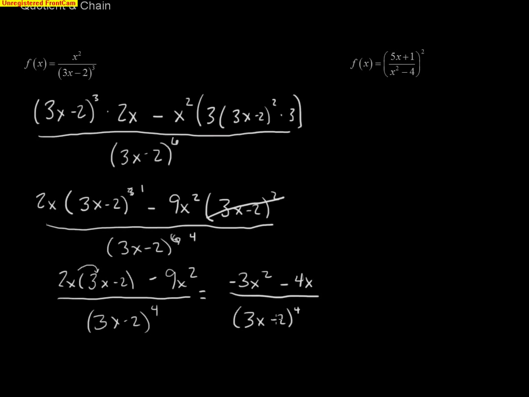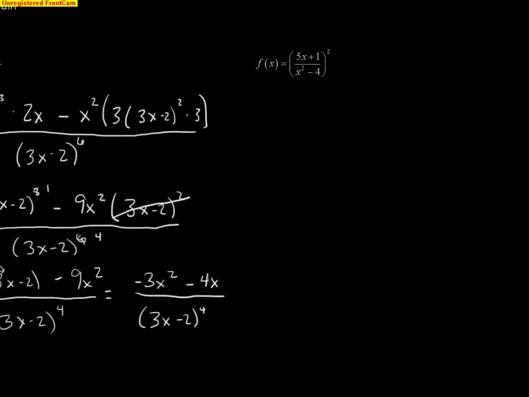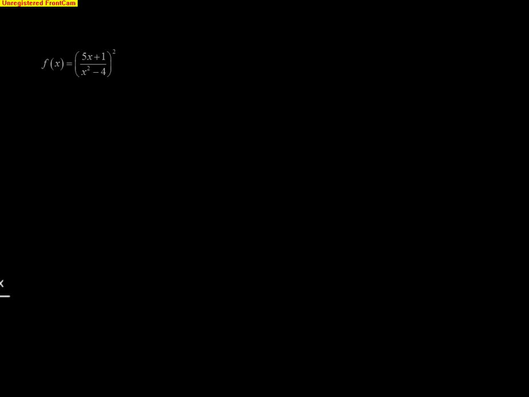And then I always like doing this last one because this one shows up a lot over here. We've got a parenthesis here with a quotient on the inside. So by chain rule, the derivative of the whole thing is going to be 2 times 5x plus 1 over x squared minus 4. And then derivative of the inside. So you got to talk your way through a quotient rule here.